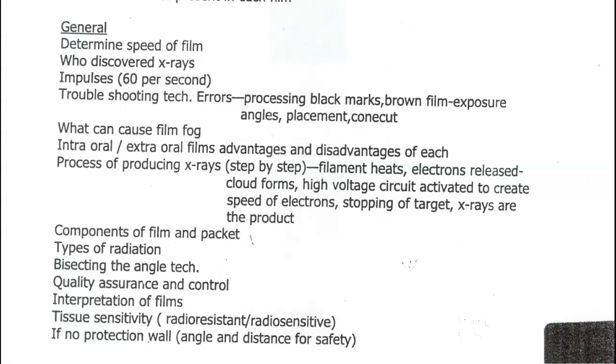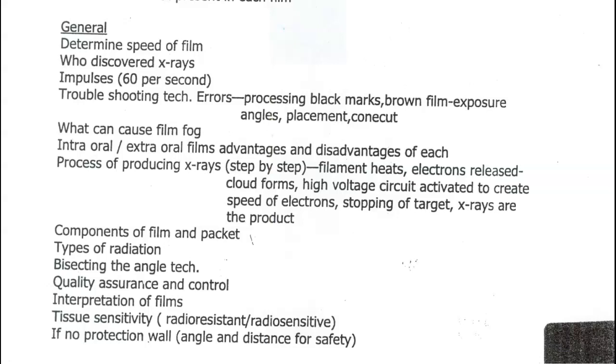Some of your troubleshooting errors, again, there was a handout just on troubleshooting errors. Make sure you know processing errors, what makes black marks, why would the film be brown, your exposure angles. So when we talked about if you had too much vertical angle and not enough vertical angle, or if your horizontal angle was off. So just make sure you know what those errors are and what they look like and how to fix them.